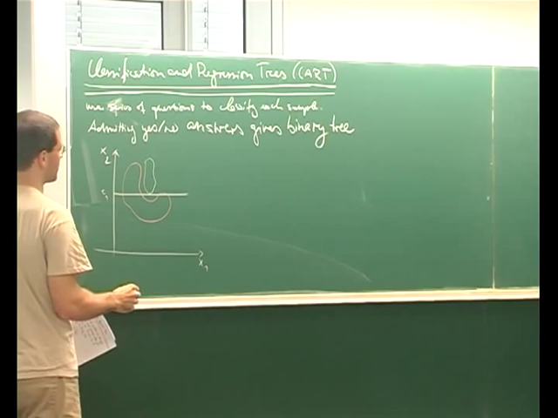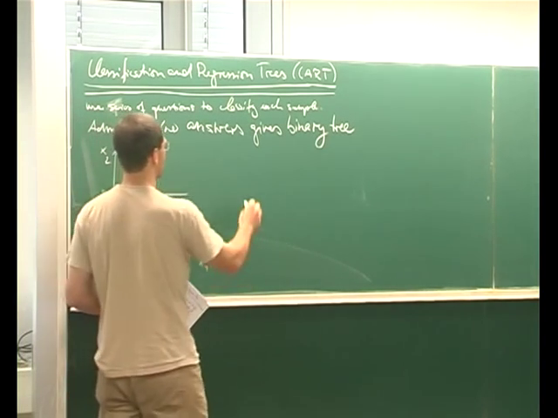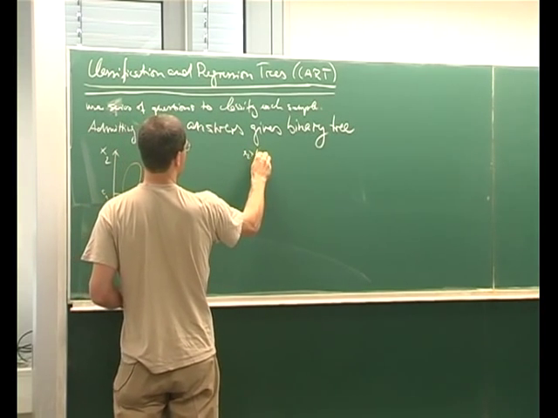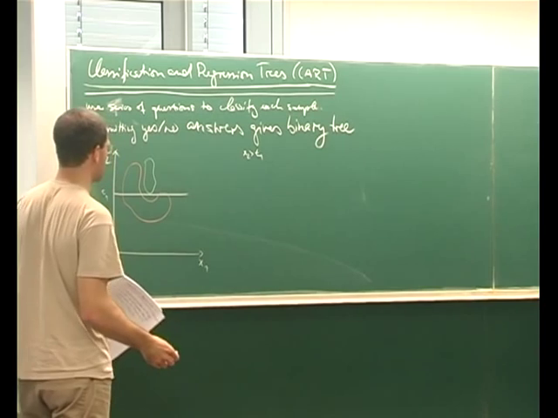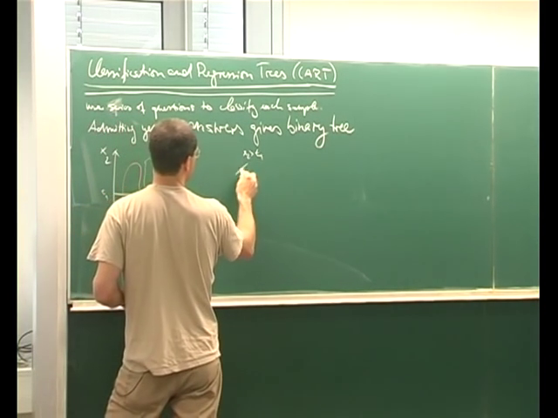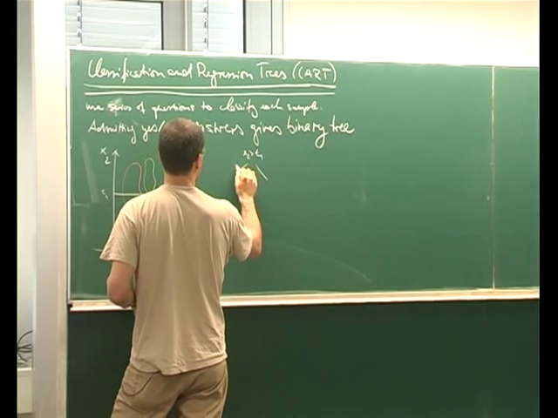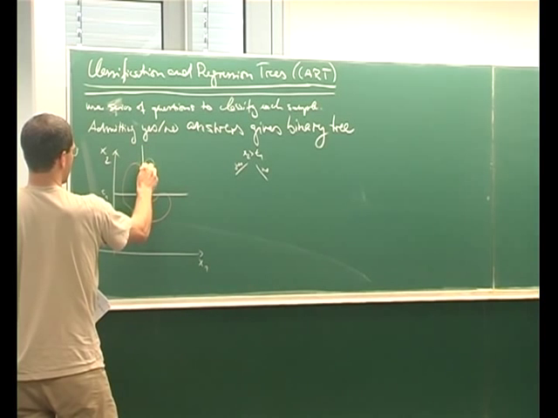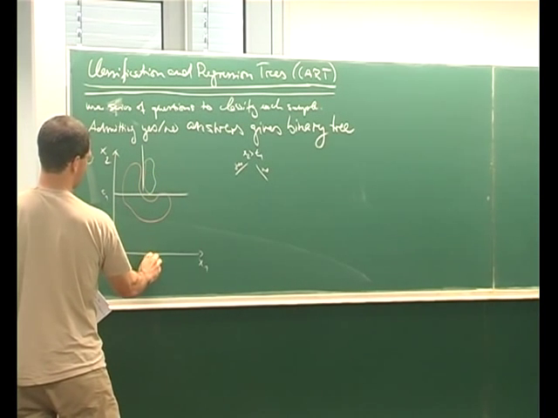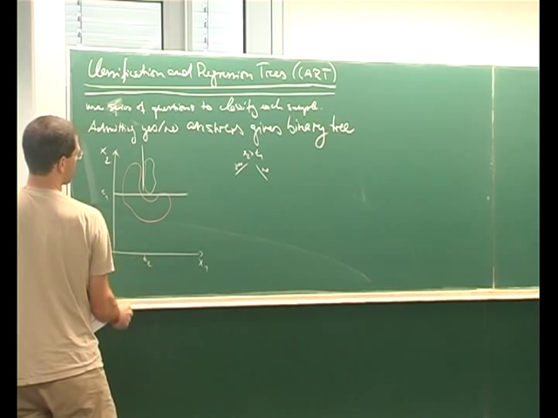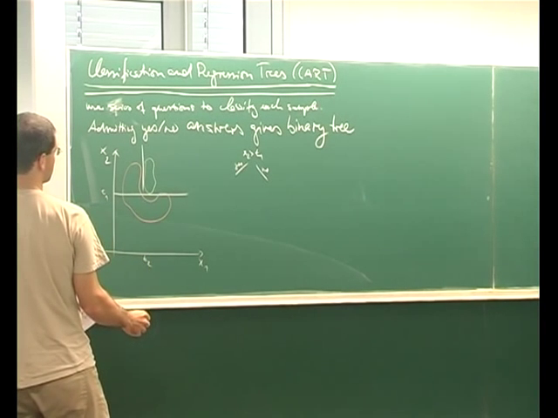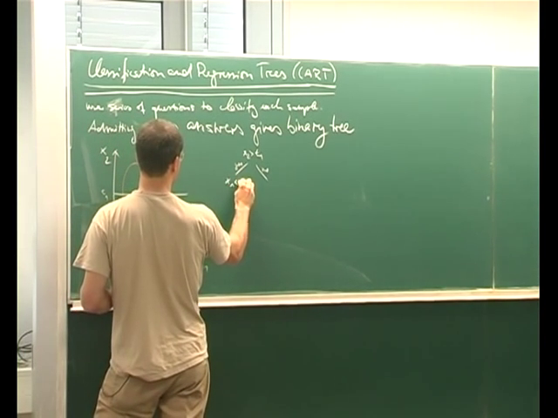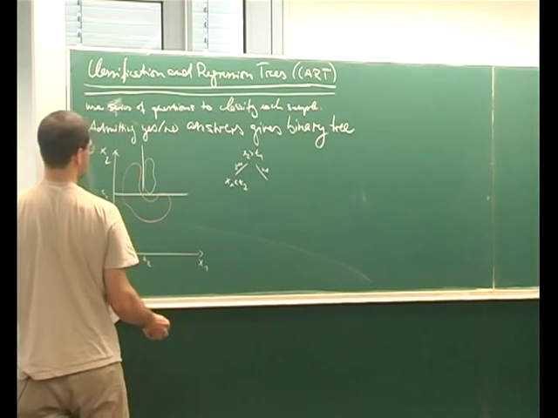I'm going to number all the thresholds. We would have a threshold T1 here, so we could first ask the question, is our sample X2 larger than the threshold T1, yes or no? And I could keep going with some threshold T2. So we could ask if X1 is smaller than T2.